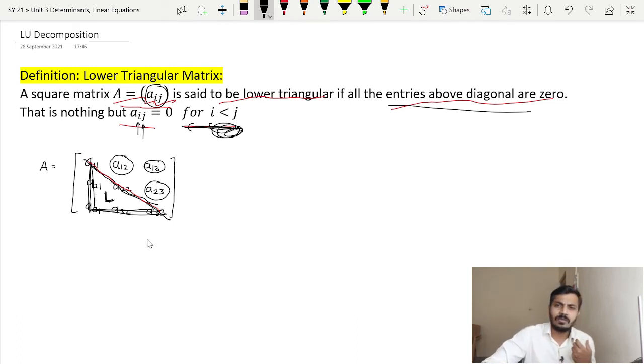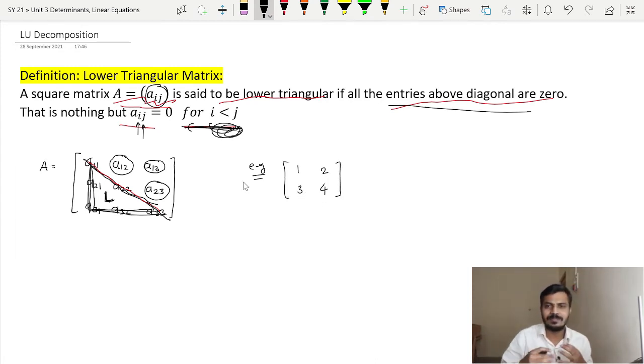So let us see a few examples of lower triangular matrices. The first example is a 2 by 2 matrix, 1, 2, 3, 4. Now this is a simple 2 by 2 matrix, right? Now these are the diagonal entries. So if the entries above this diagonal are 0, let us say somewhat like this, now this is an example of what?